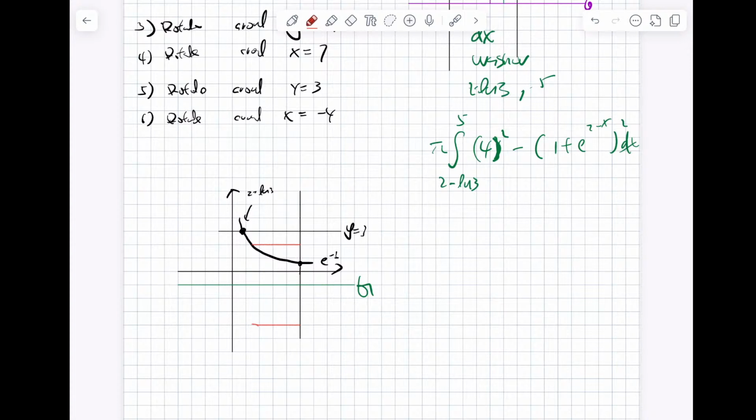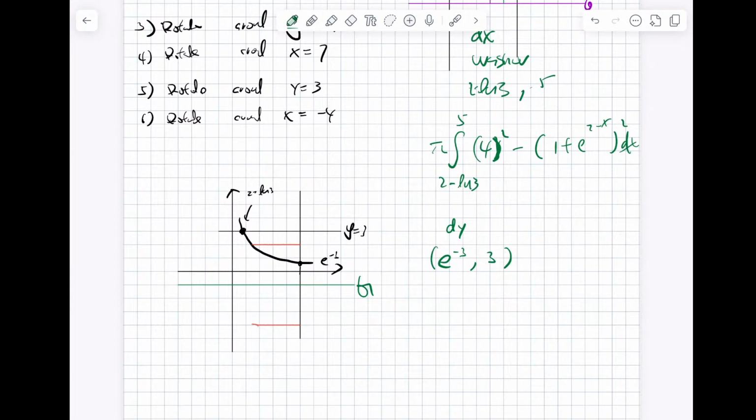So the red line has a height. The height is going to be the difference between those two points, right? So we know that this is a dy. Is that okay? We know that it's from e to the negative 3 to 3. Is that okay? That's very basic.